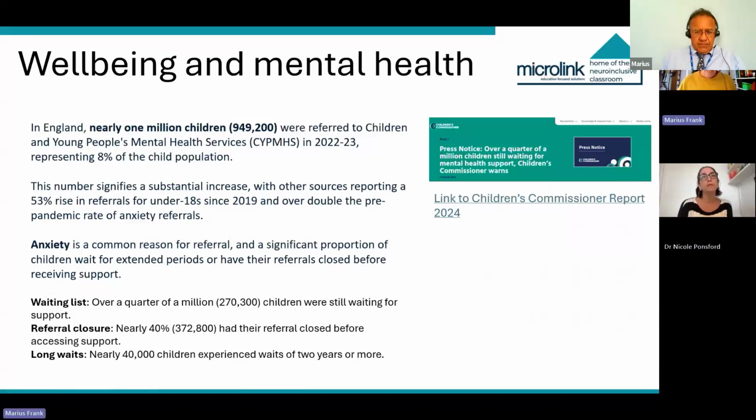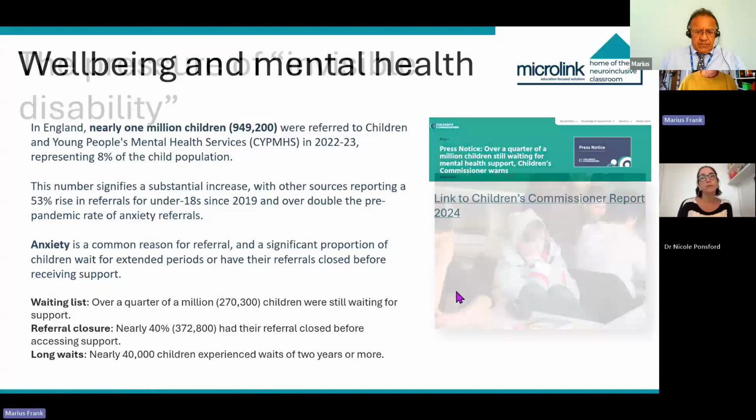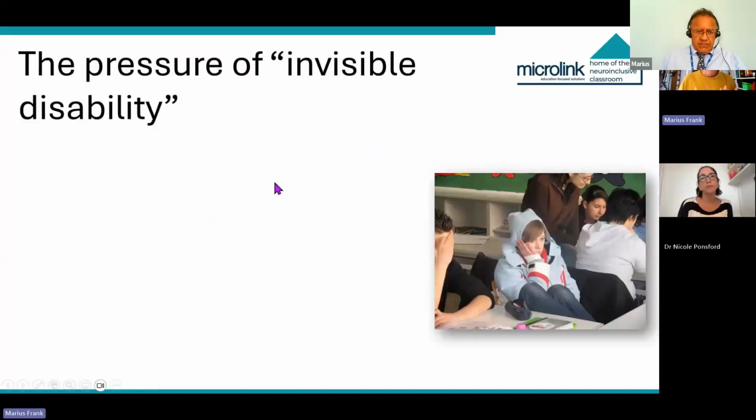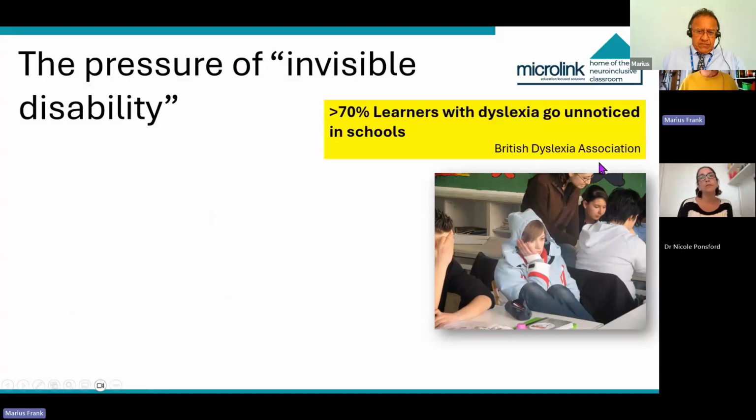Yeah, absolutely. And as we lead on to that, the pressure that young people feel who may be, and let's use the word here, neurodivergent. For example, the British Dyslexia Association reckons that over 70% of learners with dyslexia go unnoticed in schools.